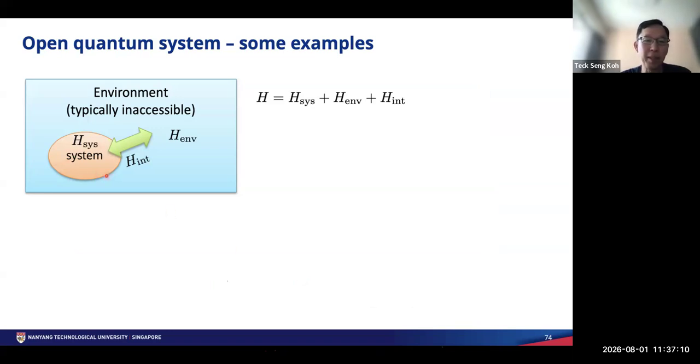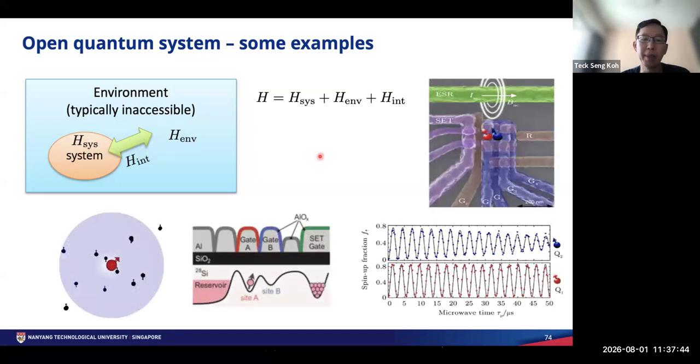We are used to thinking about a quantum system and describing it with the Hamiltonian. But actually, in reality, the system must interact with an environment that we actually have no access to. We don't measure it. It's too large, too many degrees of freedom. We don't have information about it. But if you think about it, the full Hamiltonian must involve the system Hamiltonian, environment Hamiltonian, and the interaction between the system and the environment. Are there such quantum systems?